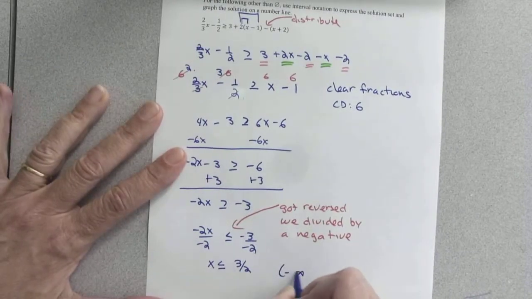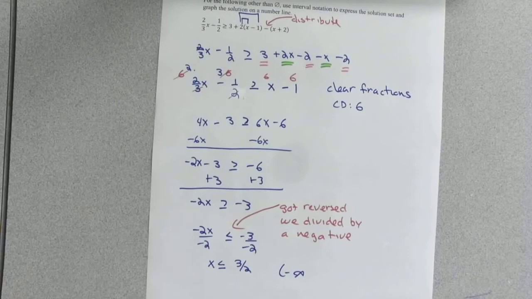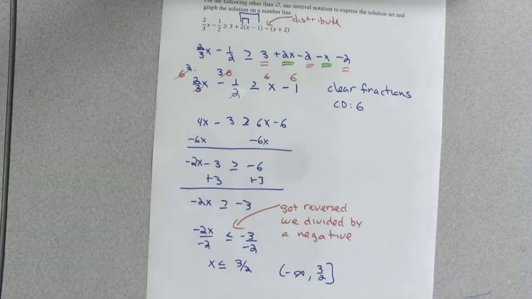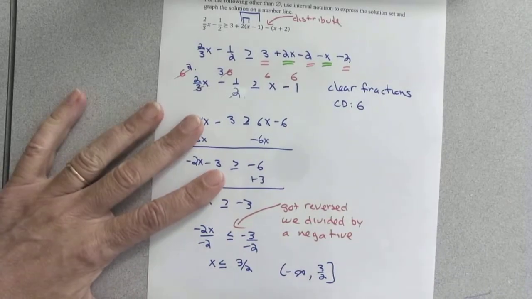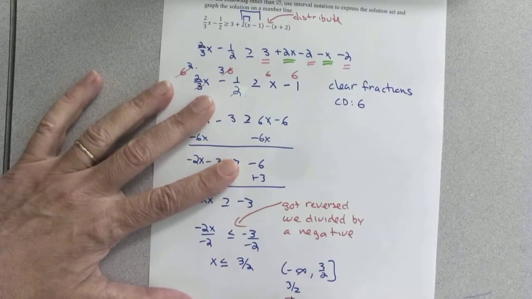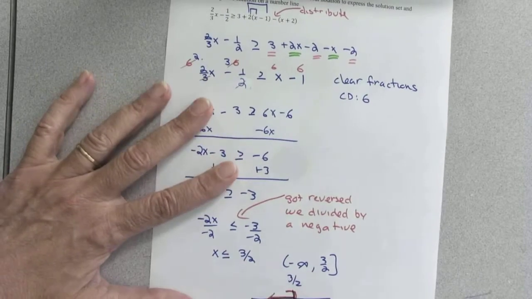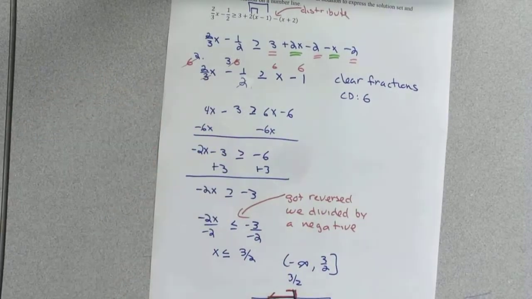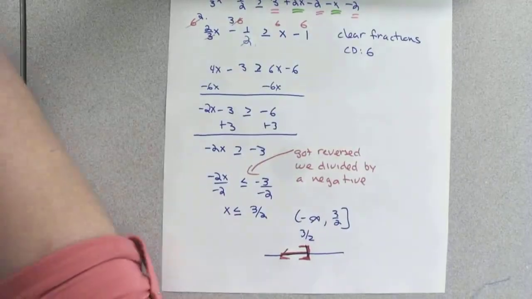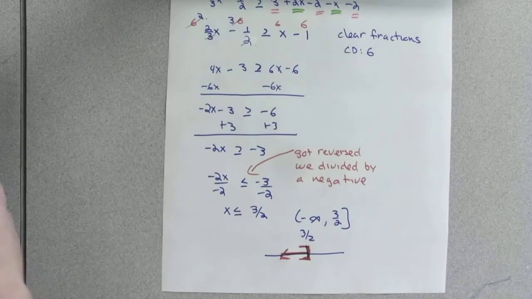Interval notation, the way I do less than forever, everything less than 3/2 is negative infinity to 3/2 with the square bracket because it has an or equal to. And graph-wise, there's 3/2, square bracket, and then an arrow pointing to the numbers less than 3/2. I believe in the computer homework all the graphs are multiple choice, but I do not know that for sure.